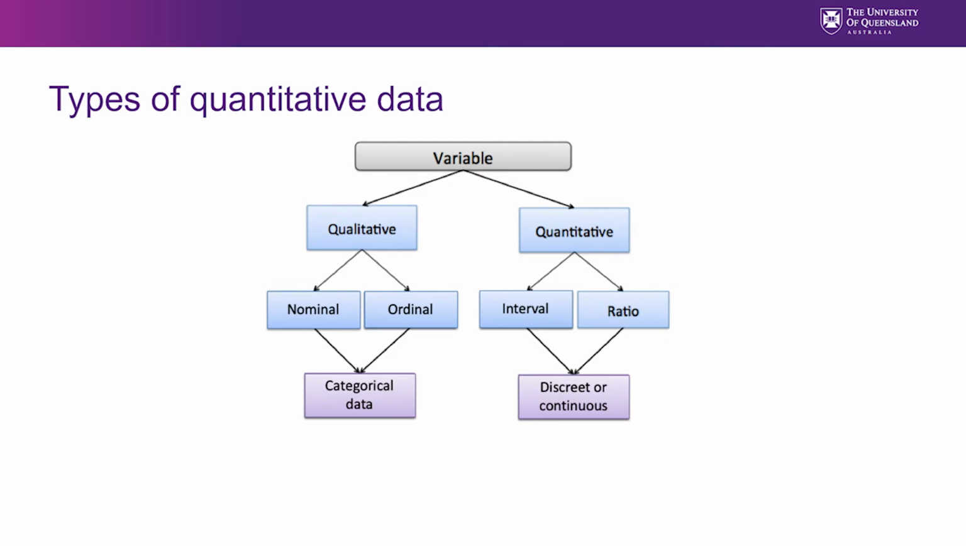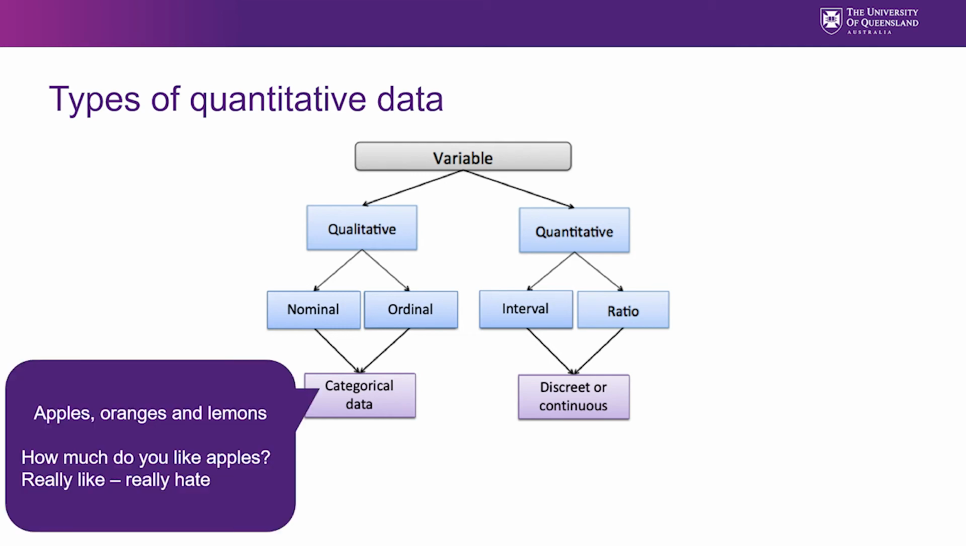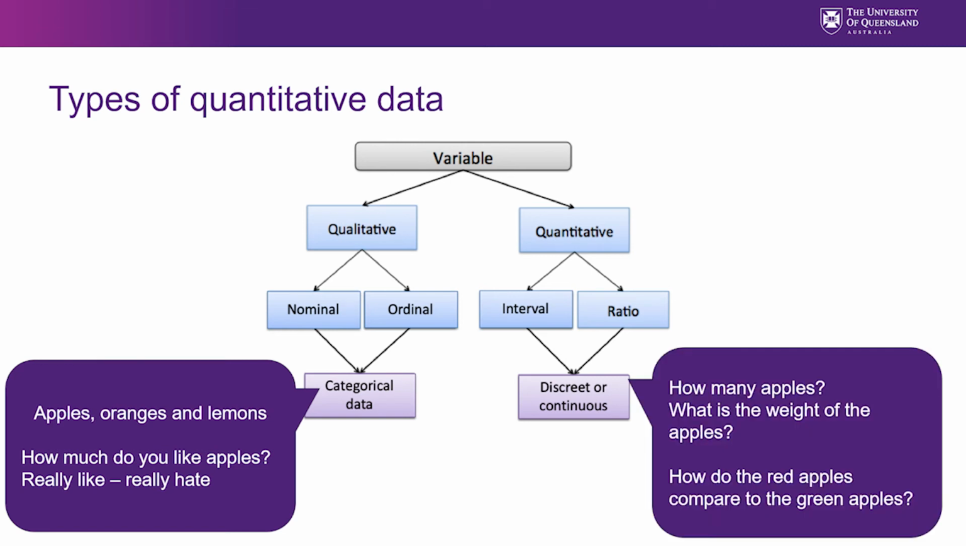There are two types of variables, qualitative and quantitative. Qualitative variables may be nominal or ordinal and provide categorical data, for example, the use of a Likert scale. Quantitative data can be measured as an interval or a ratio and will produce discrete or continuous data, such as an exact weight.